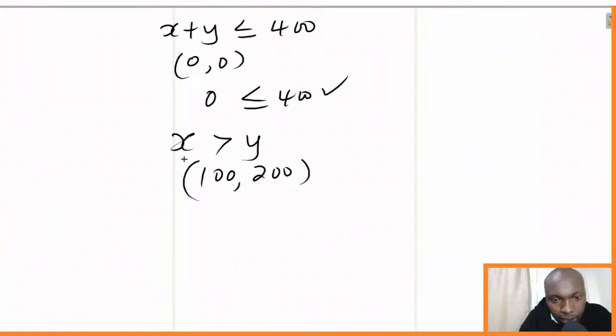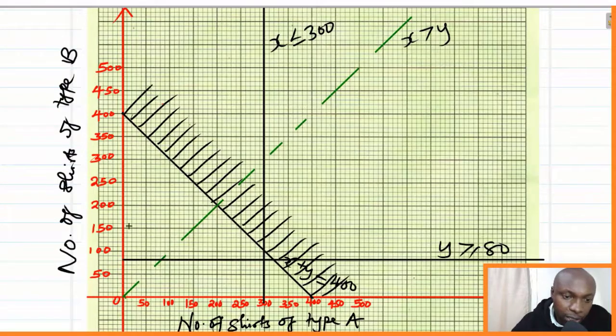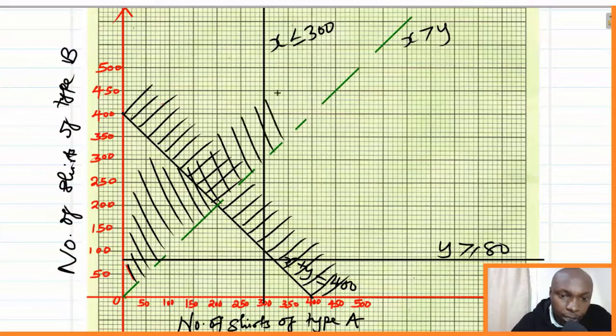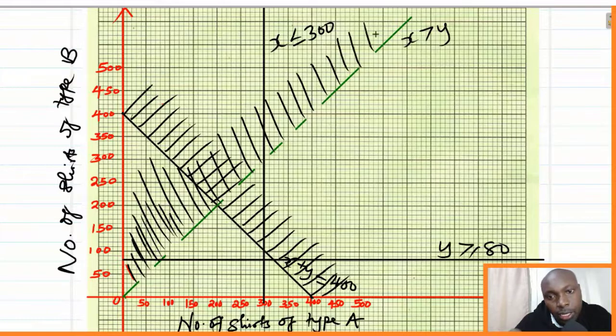So when you look at this, x is 100. Is it greater than y, which is 200? Is 100 greater? No. So that side where I've picked the point has not satisfied the inequality, and therefore it is the unwanted side. The whole of that side of that line is unwanted, because the point that I've picked on that side, 100, 200, has not satisfied that inequality.